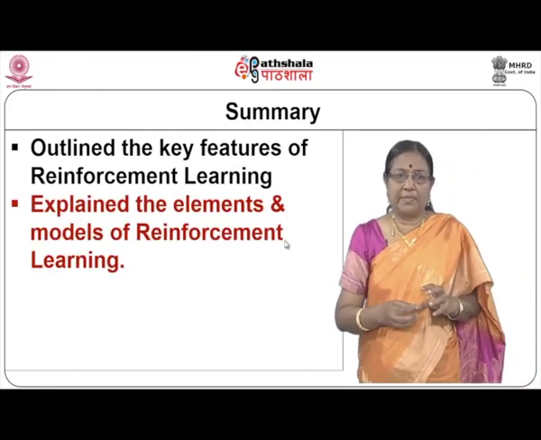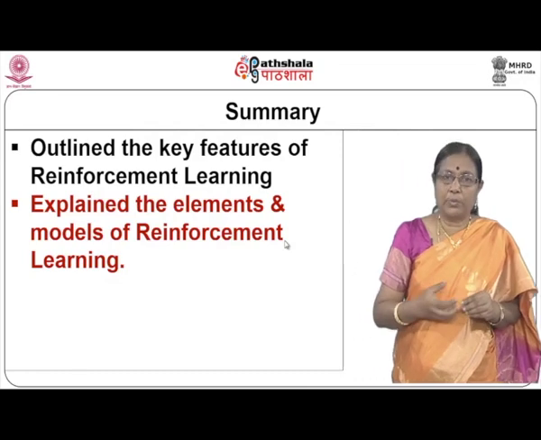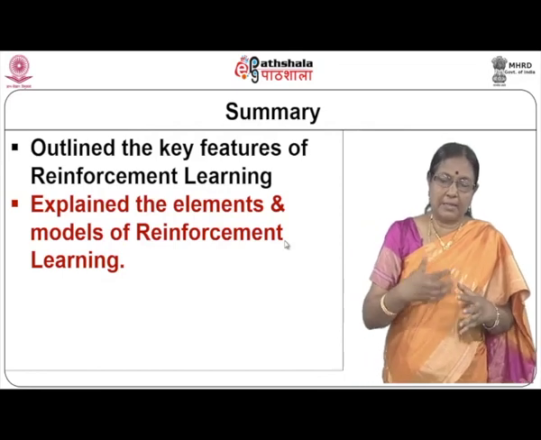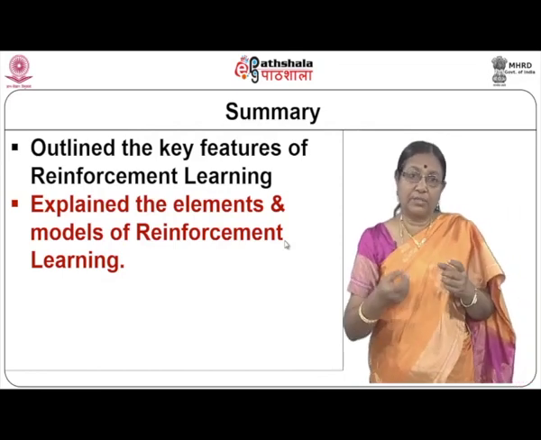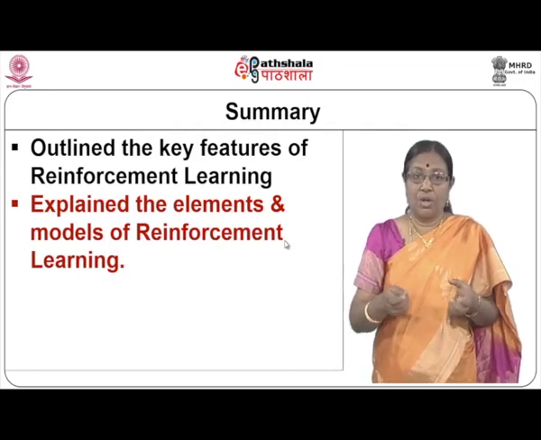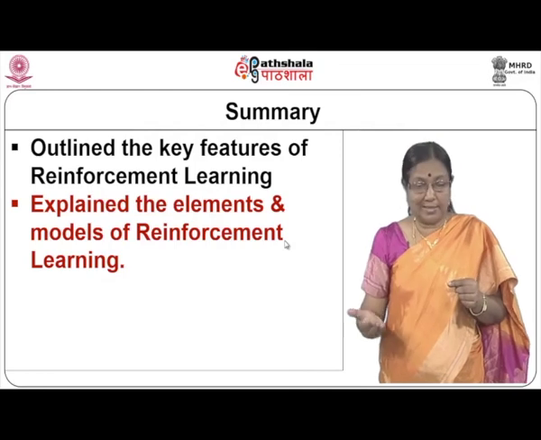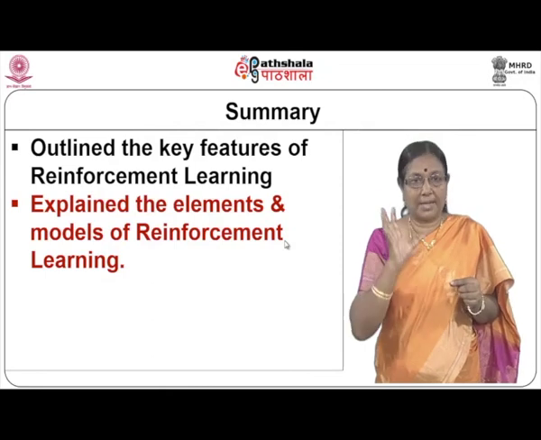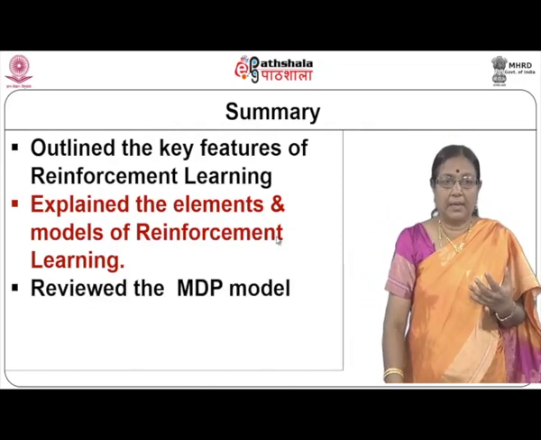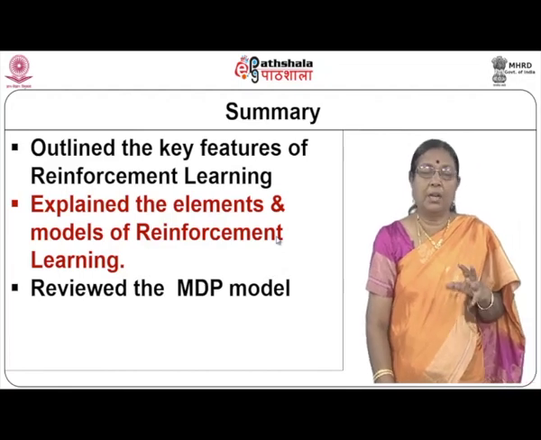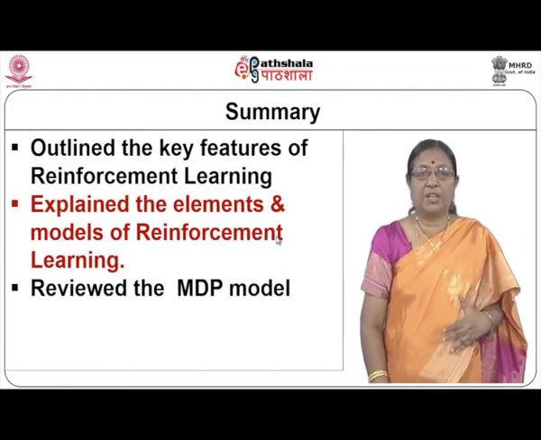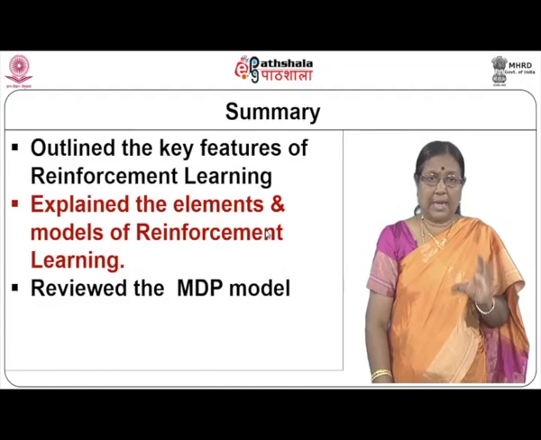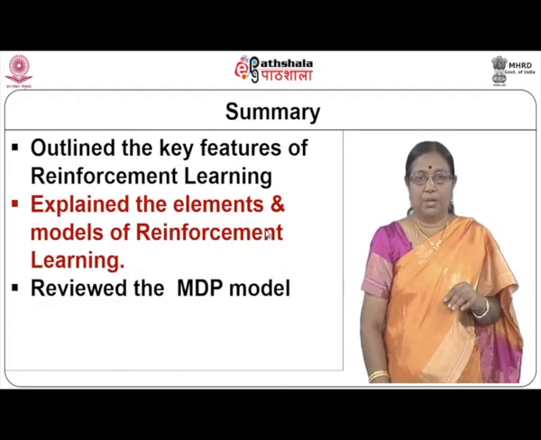We explained some of the elements and models of reinforcement learning. One was the Markov decision process model, and the interesting thing about why this is important is that each of the actions has a probability associated with it. The probability of transition from one state to another when you take that action also has a probability. So, you cannot always choose the maximum. That is the challenge here. We reviewed the Markov decision process model, and we will continue with the basics of reinforcement learning in the next module, and then look at two very different types of reinforcement learning in the other two modules. Okay. Thank you.